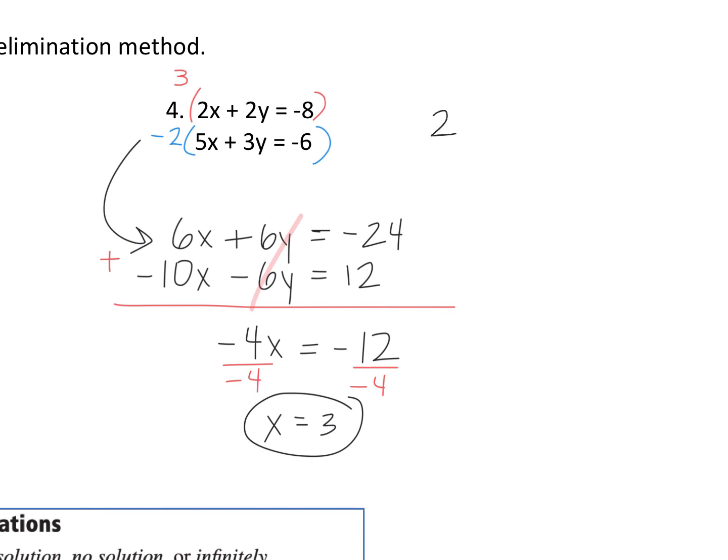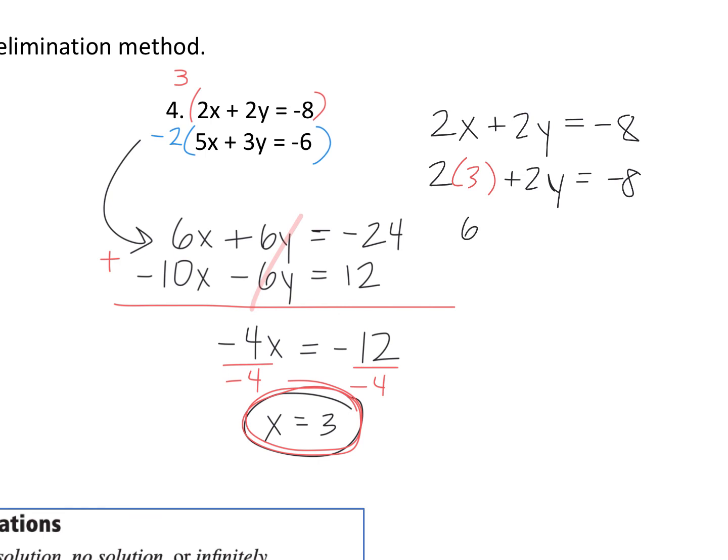So I'm going to use the top one, 2x plus 2y equals negative 8. And where do I put this 3? Where's the 3 go, McKenna? What variable do I put it in? X. 2 times 3 plus 2y equals negative 8. You guys did this approximately a gajillion times in geometry because you had to plug back in to find angle or segment measures. It's the same kind of stuff here.